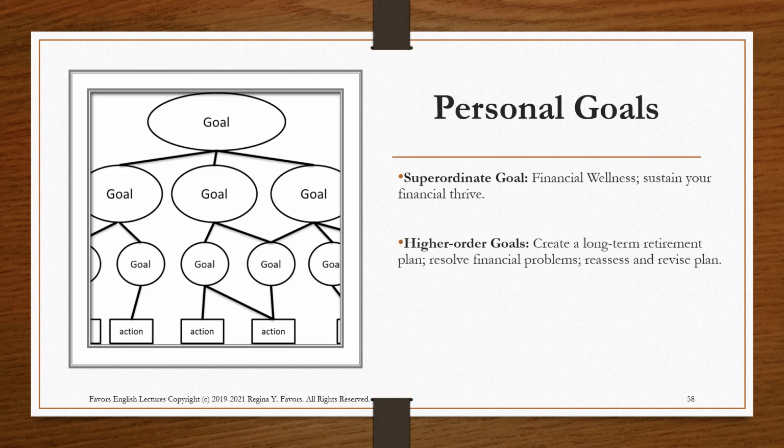So then your higher order goal would be create a long-term retirement plan, resolve financial problems, reassess and revise that plan. Meaning that by the time you do retire at 65, and some people are retiring a little later than that, you have what you need in terms of a retirement plan. You have resolved any type of financial problem.